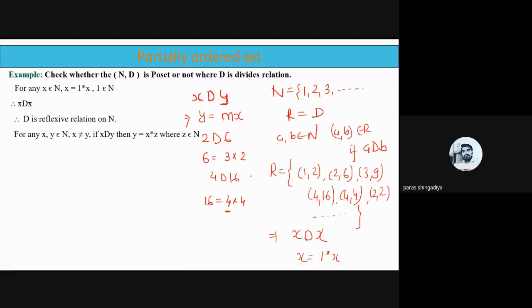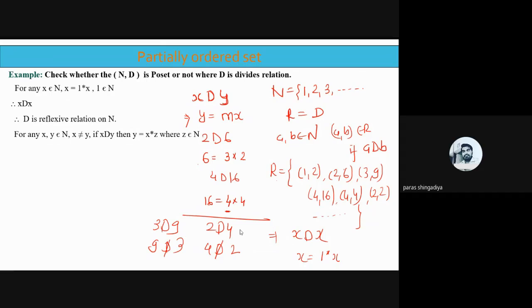And that you can easily check by using the division relation. If I consider 2 divides 4, x divides y, then we cannot say 4 also divides 2. If I consider 3 divides 9, then it is not true that 9 also divides 3. Clear? It means if (x, y) belongs to R, then (y, x) does not belong to R.